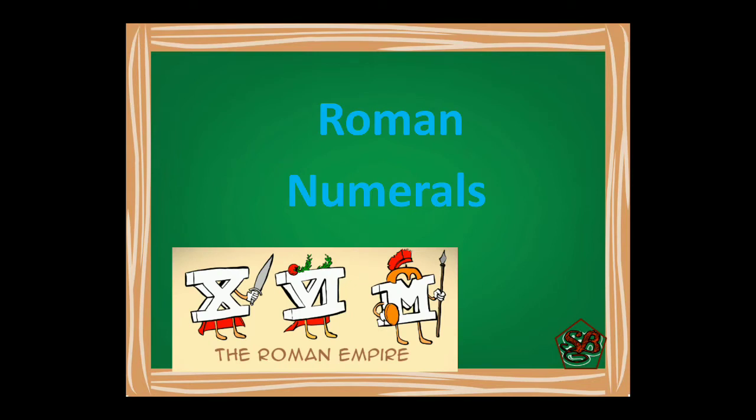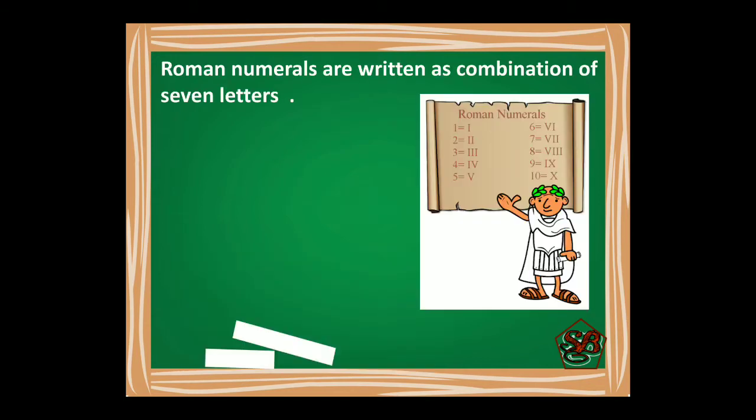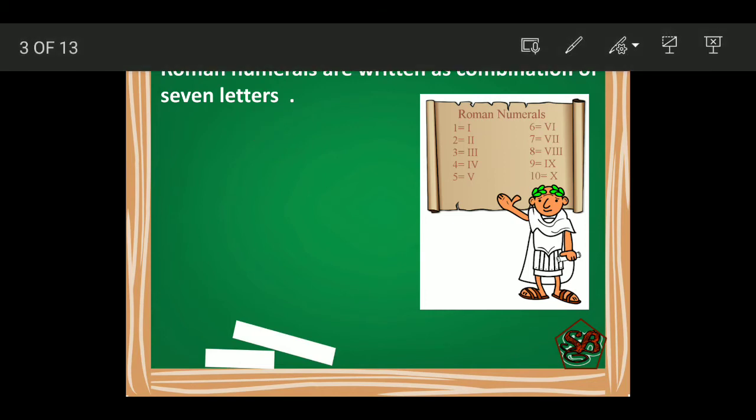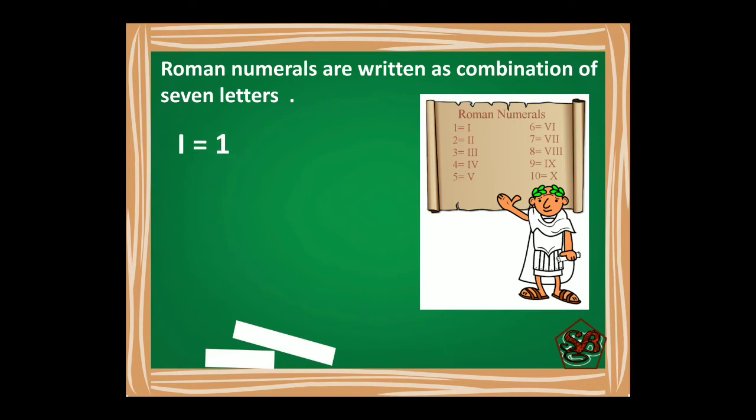In this video, we are going to learn about Roman numerals. Roman numerals are written as combination of 7 letters. That means there are 7 symbols of Roman numbers, and with that we form all the numbers. Let's check out the basic symbols.